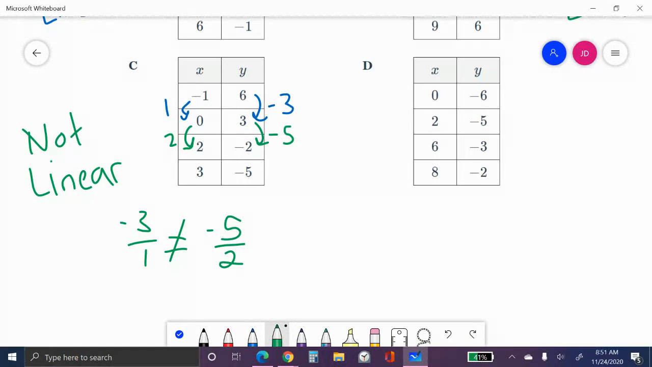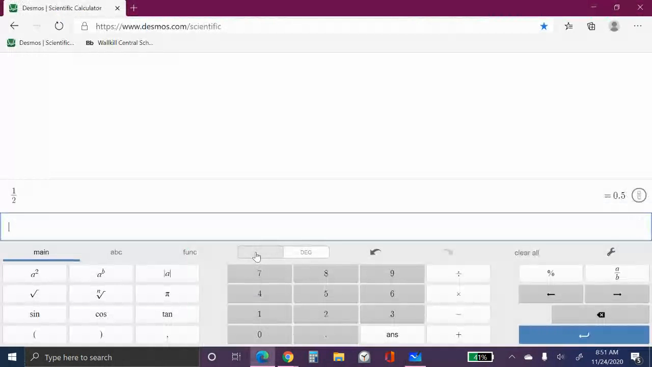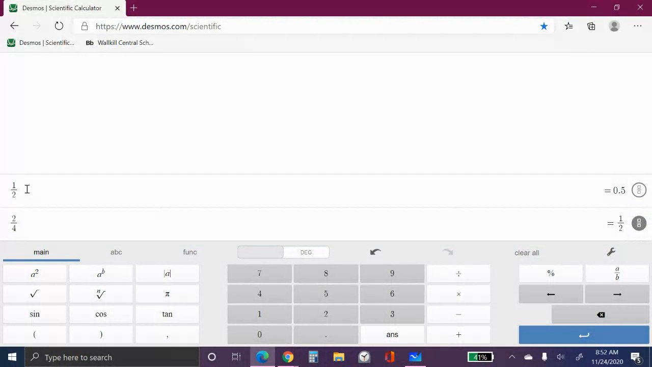Let's take a look at the last one. Negative 6 to negative 5 goes up 1 to the right 2. The next one goes up 2 to the right 4. Is 1 over 2 the same thing as 2 over 4? If you're good with your fractions and knowing how to reduce them, you would know, but you can double check in your calculator. 1 divided by 2 is 0.5. 2 divided by 4 is also 0.5. So that is the same constant rate of change. Or if you just reduce this, it is 1/2.